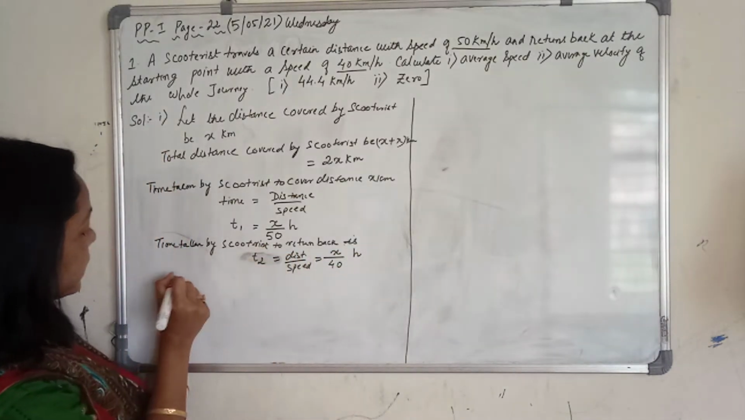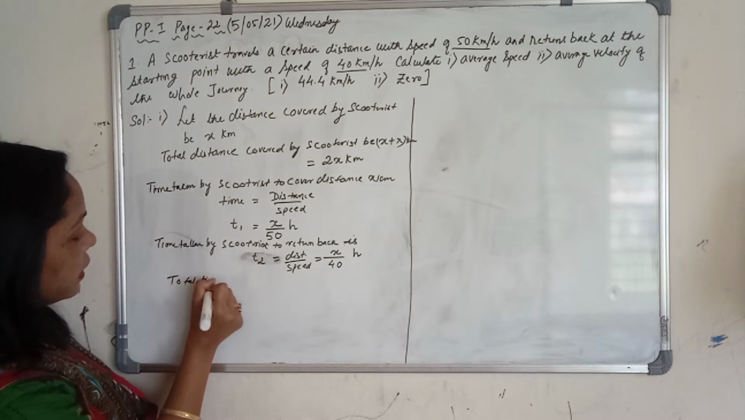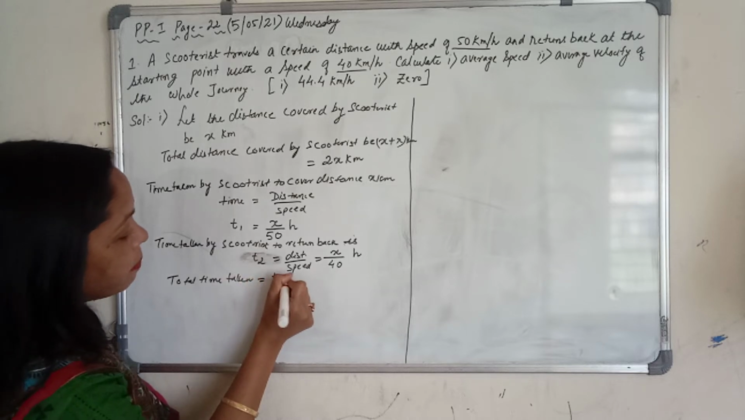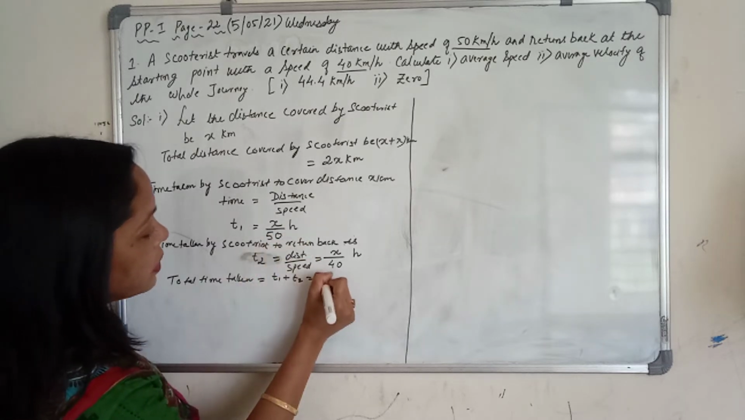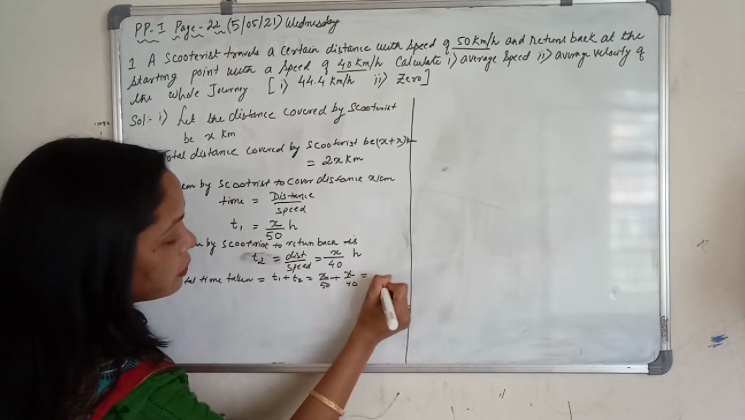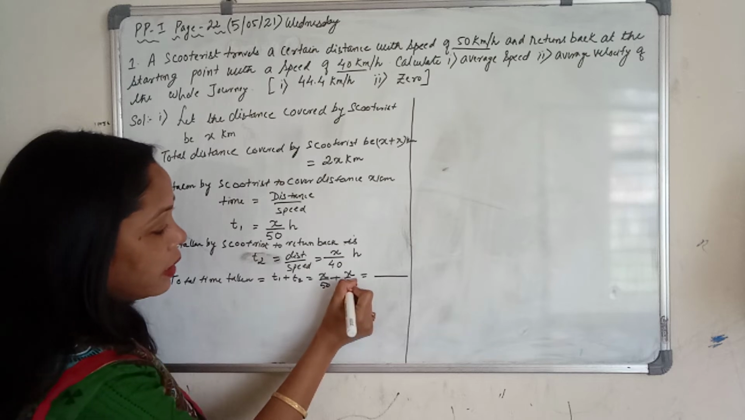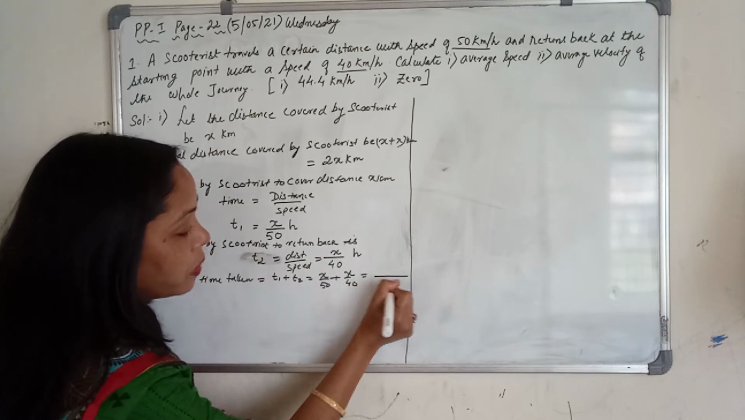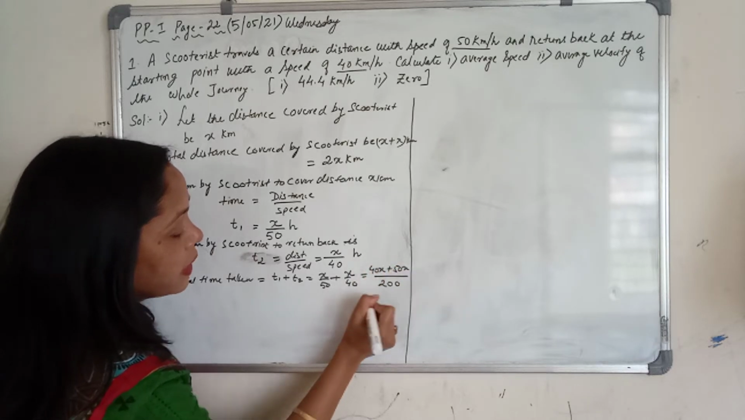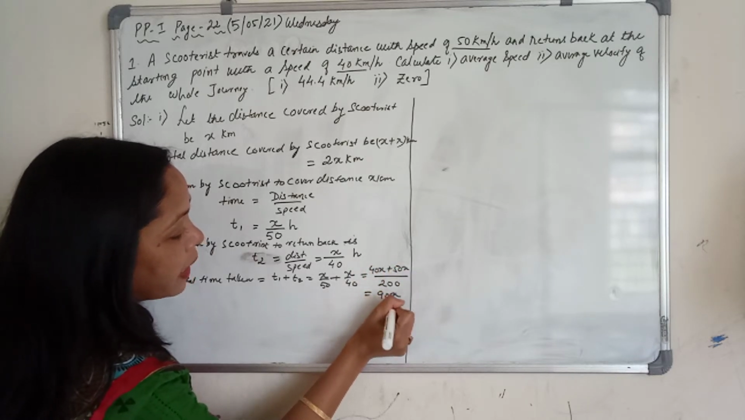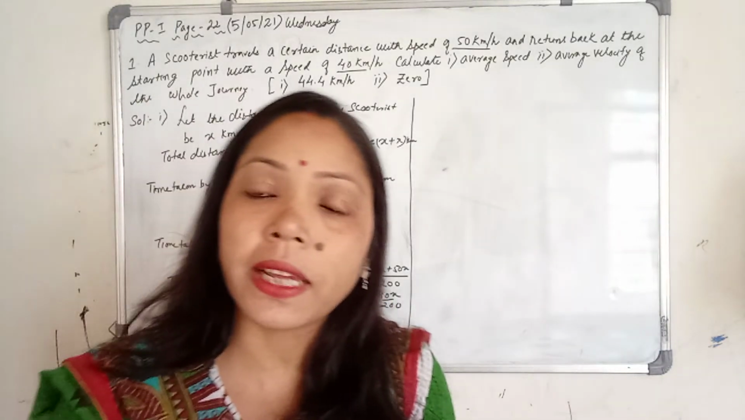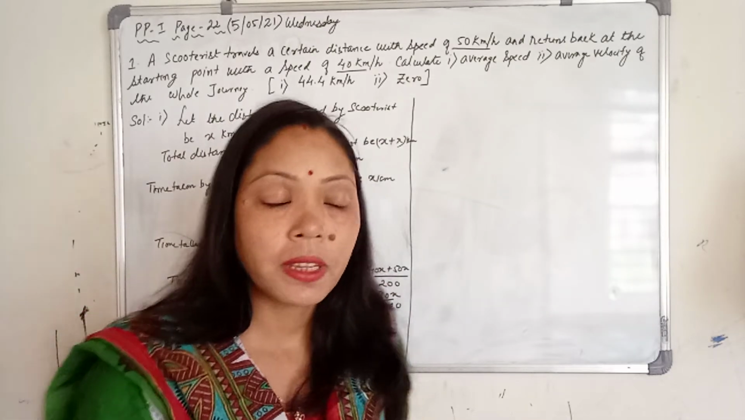Now total time taken. The total time taken will be t1 plus t2. Put the values: x by 50 plus x by 40. Solve this one. For 50 and 40, the LCM will be 200. So this one will be 40x, this one will be 50x. So this comes as 90x by 200. This is your total time taken, and it can be denoted by T.